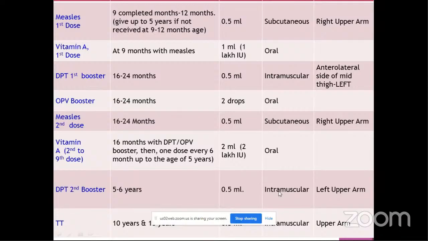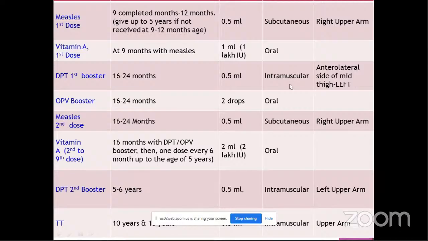Vitamin A is an oral dose that is given at 9 months of age along with the measles vaccine. It is 1 ml, 1 lakh international unit. Next, we are getting on to the older age group, that is 16 to 24 months, where we are giving DPT booster, measles booster or measles second dose, and then OPV booster.